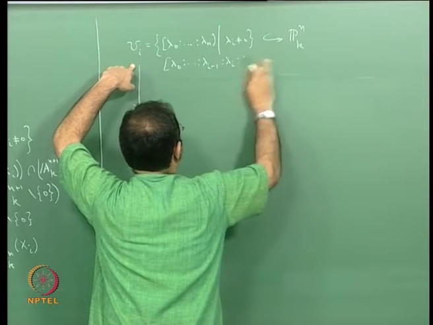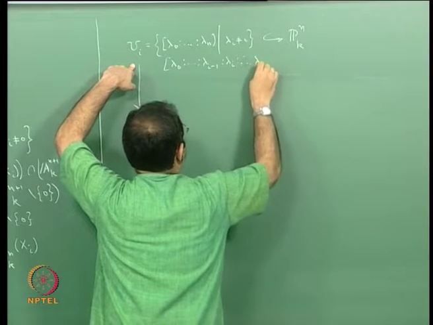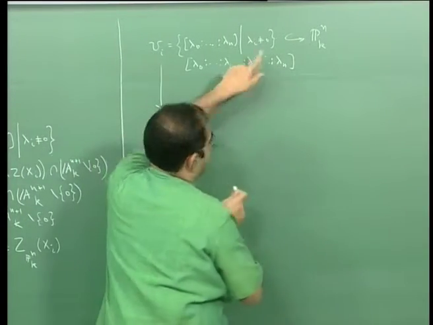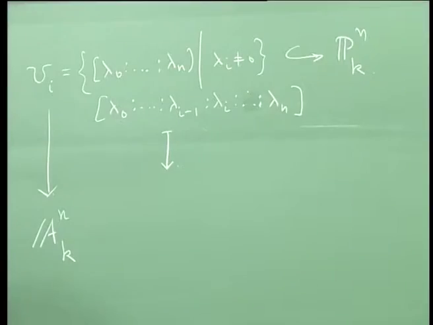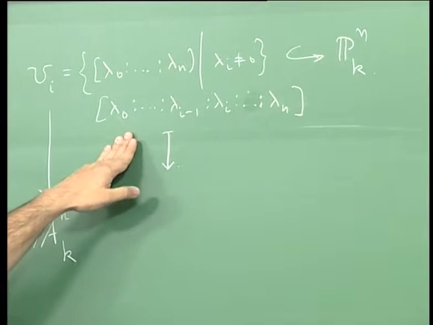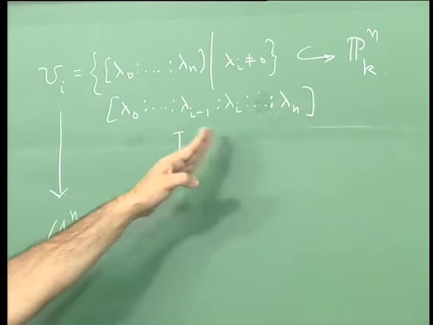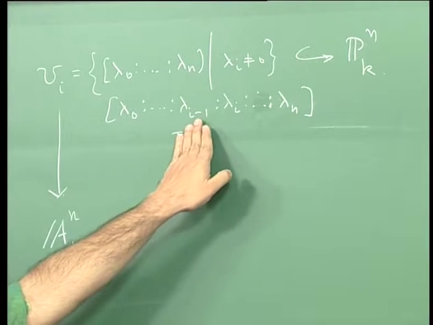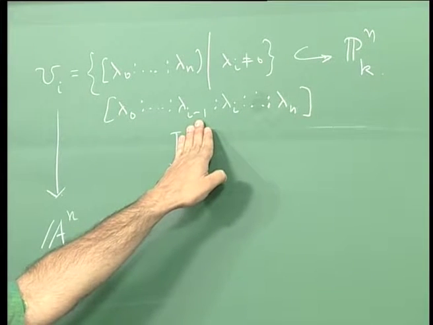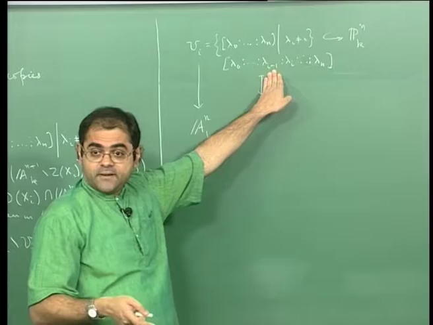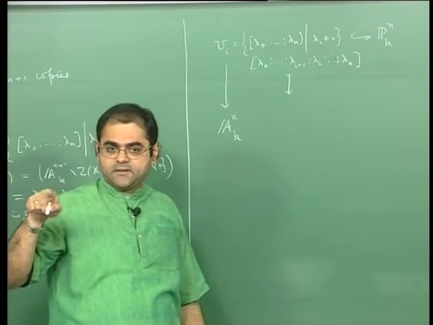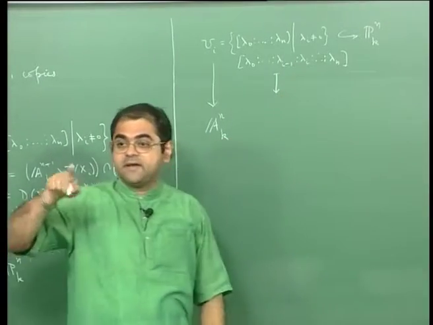I won't write lambda i plus 1 because it might be the last. Then lambda n, okay. And you know what I am going to do? I know lambda i is not 0, and the homogeneous coordinate is not going to be affected if I multiply the whole set of homogeneous coordinates by a non-zero number. So I am going to multiply it by 1 by lambda i, which makes sense because lambda i is not 0, and that will give me a 1 in the ith position. In the place of lambda i I will get a 1.